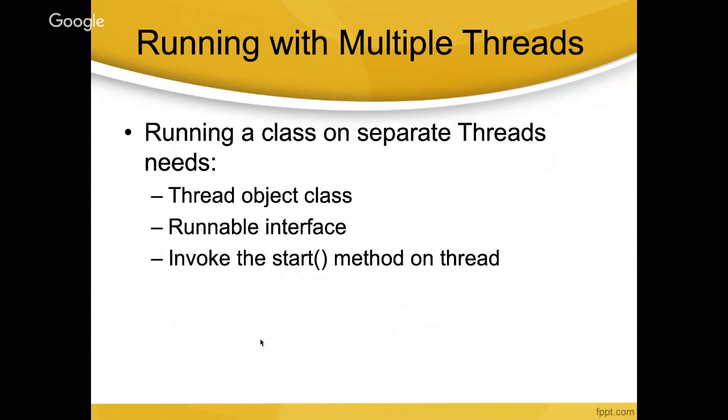Okay. So to run a class in separate threads, you need a thread class object, you need a runnable interface, and then you need to invoke the start method for sure.